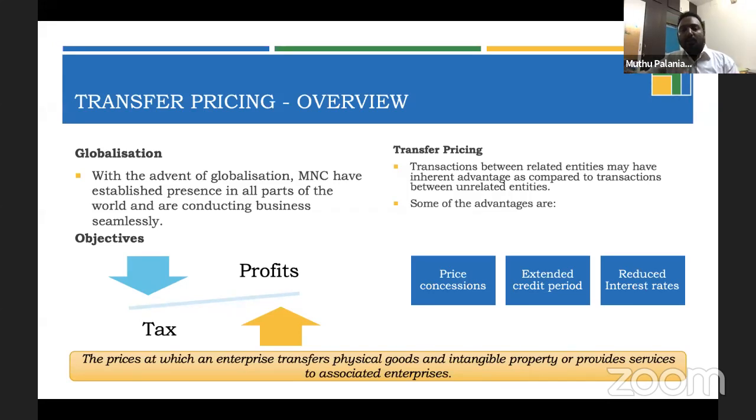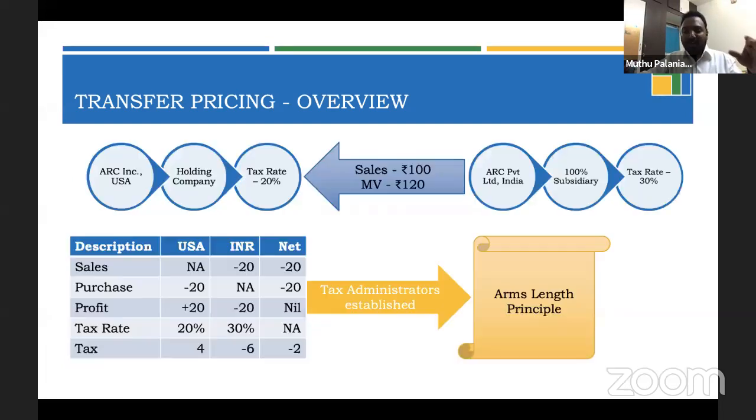Is it right or wrong to have these sets of benefits? Basically, you're trying to carry over the profit from one location to another location by giving these advantages. Typically it is allowed if it is a normal regular business scenario, but it is not allowed if it is because of the relationship alone. So we'll see how it is determined and how it works practically.